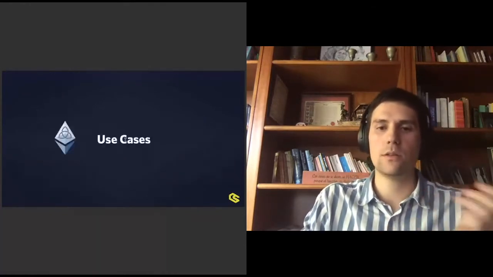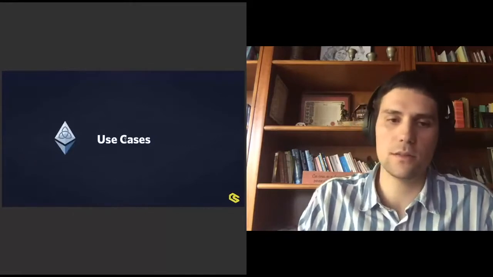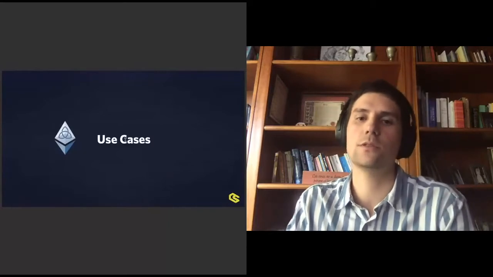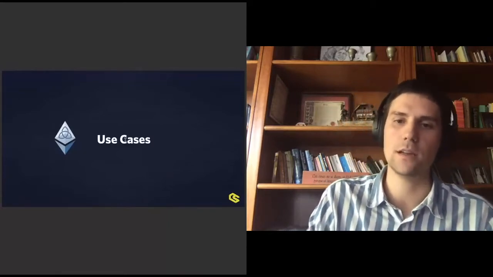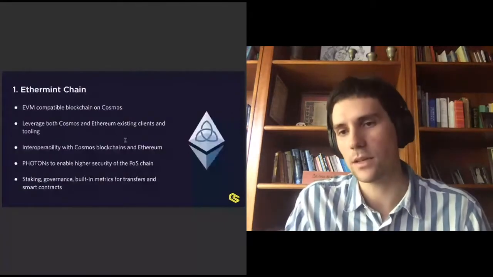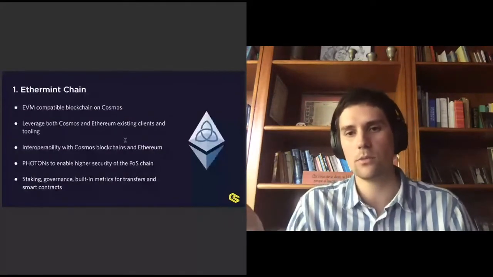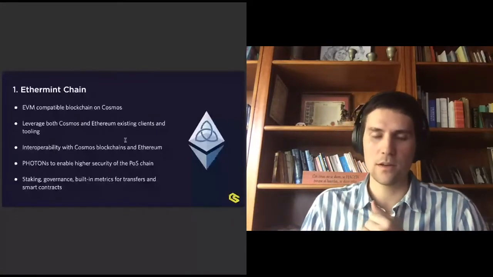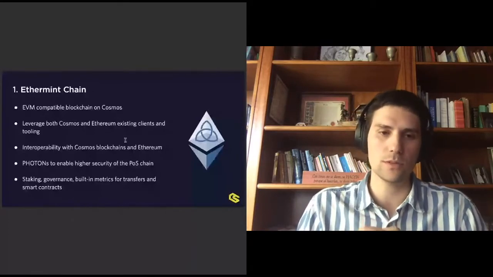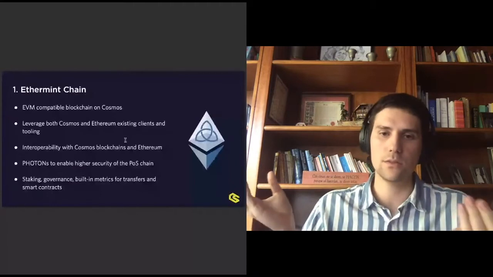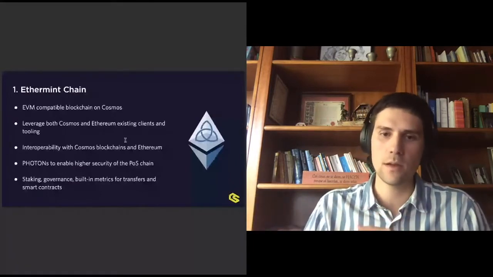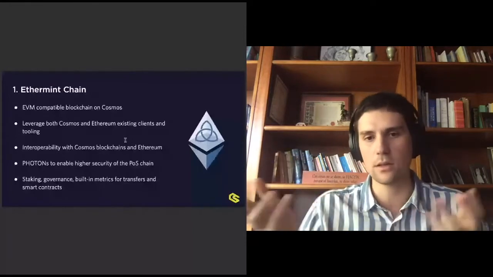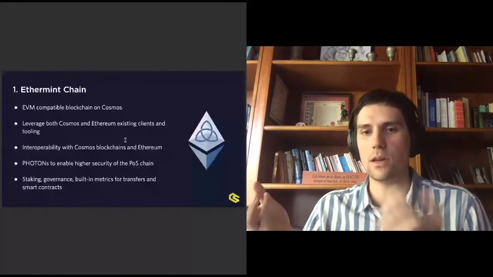So now I'll talk about the two main use cases that we see within chains for Ethermint. The first one is leveraging Ethermint as a solo chain, as a standalone chain. As I mentioned before, Ethermint will be an EVM compatible blockchain on Cosmos, and we see a huge amount of interest in having a fast finality and interoperable chain within Cosmos that can leverage these two ecosystems and bridge them into a single one, so that you can use existing explorers, wallets, and other clients from both Cosmos and Ethereum.